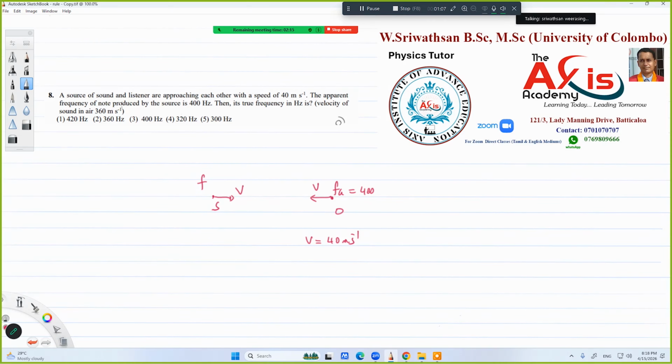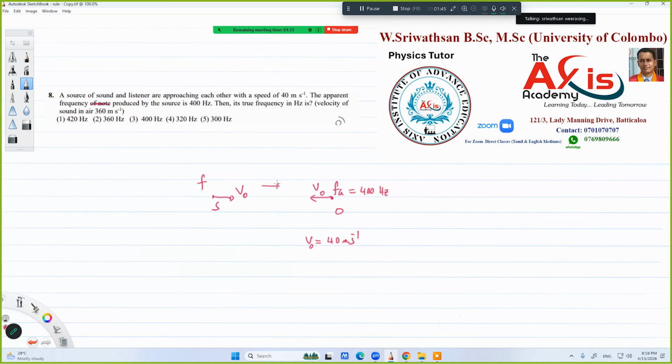This should be the apparent frequency produced by the source. Due to the relative motion, the apparent frequency heard by the observer is 400. In a different way they have given it like that. Then, its true frequency in hertz, its true frequency in the sense the natural frequency, is the question. Velocity of sound in air is given. We can say this as V0.